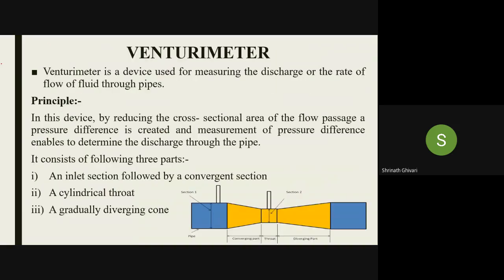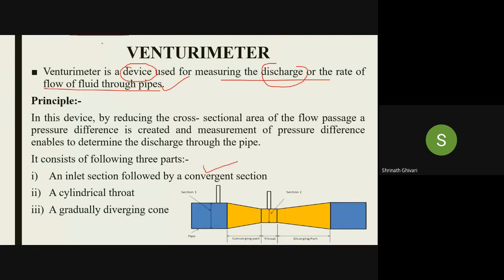Yesterday in the last class we discussed what is meant by Venturimeter. It's a device which is used for measuring the discharge or rate of flow of fluid through the pipes. It is a device which we are using to measure the discharge or rate of flow of fluid through the pipes. Okay, this is divided into three parts.